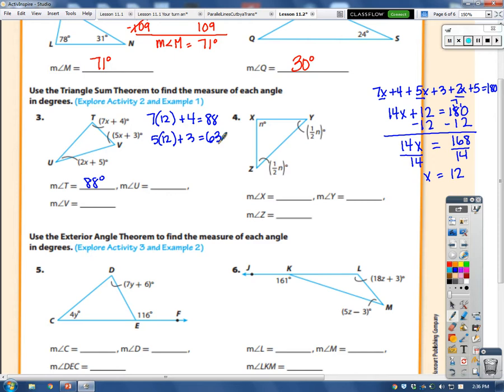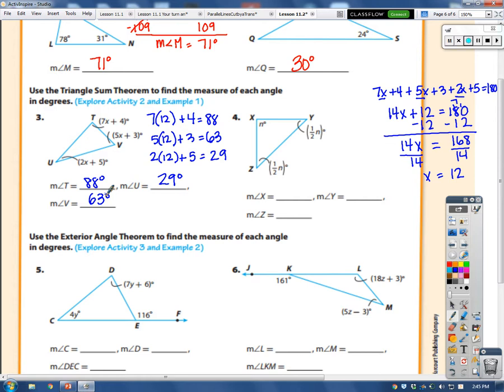And then my last angle measure that I'm plugging in is 2 times 12 plus 5 equals 24 plus 5. 24 plus 5 is 29. So now I'm just going to go ahead and fill those angle measures in here. My measure of angle U, which is this one, my 2x plus 5, is 29 degrees. And my measure of angle V is 63 degrees.